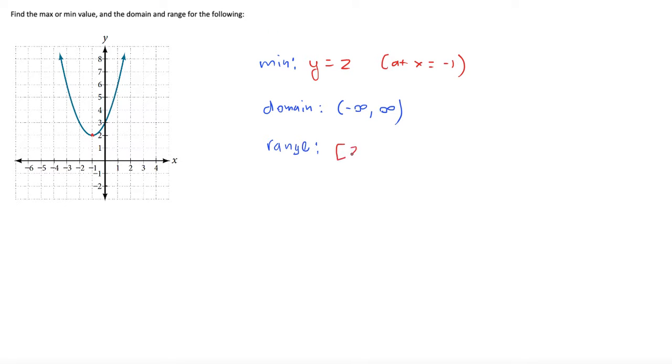Now we put that in brackets because we do include 2 in the range. And what happens, right, as we keep going up, right? Well, these arrows keep going up and up and up. So the range is going to be from 2 to infinity. Remember, infinity or negative infinity, right, always uses parentheses.